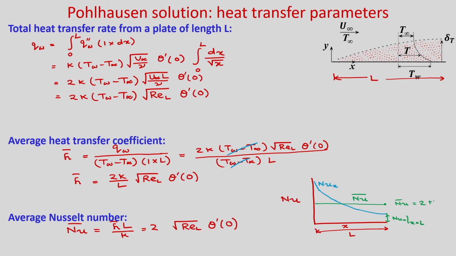And this average Nusselt number will be 2 times Nusselt number Nu_x at x equal to L. So, this is your double. This is the same distance, so it will be the same value. So, obviously, the average Nusselt number will be double the Nusselt number at x equal to L.